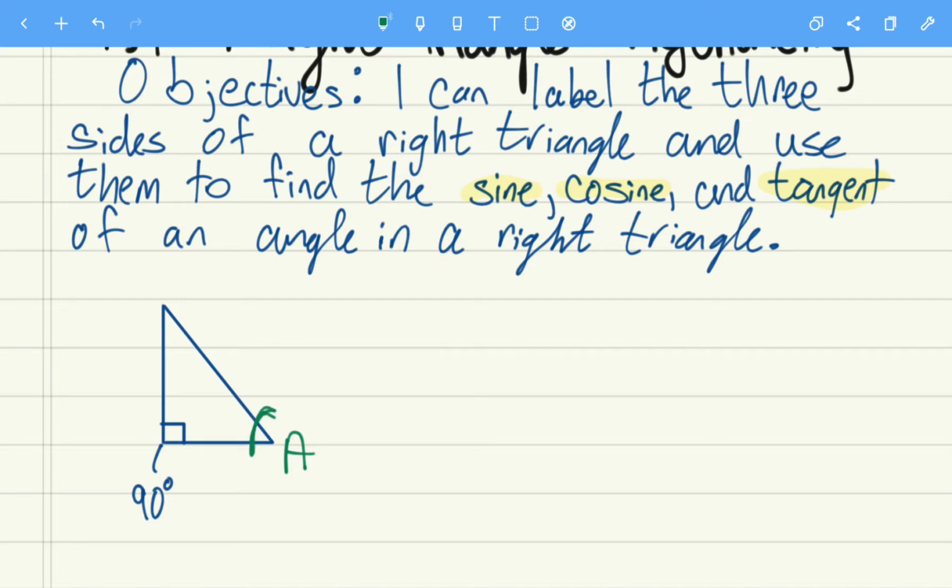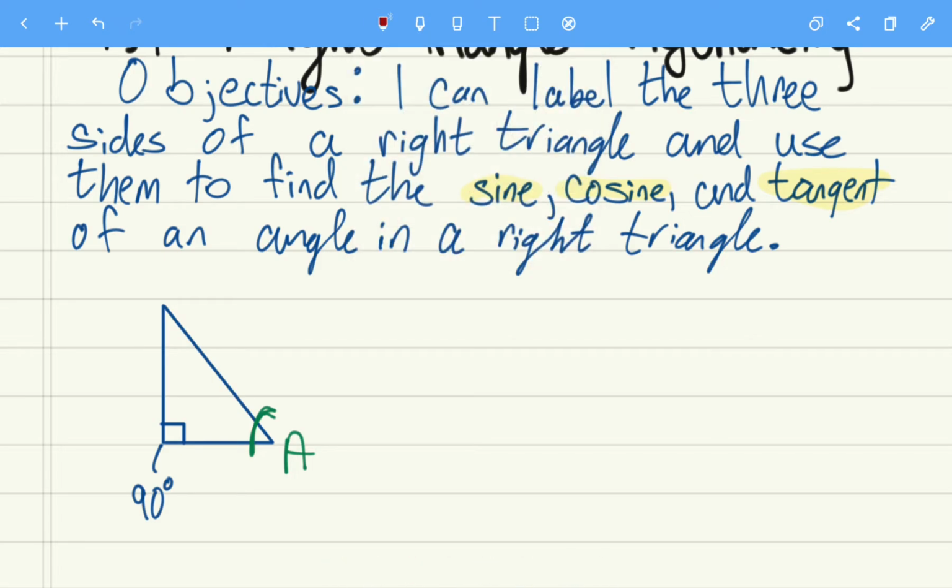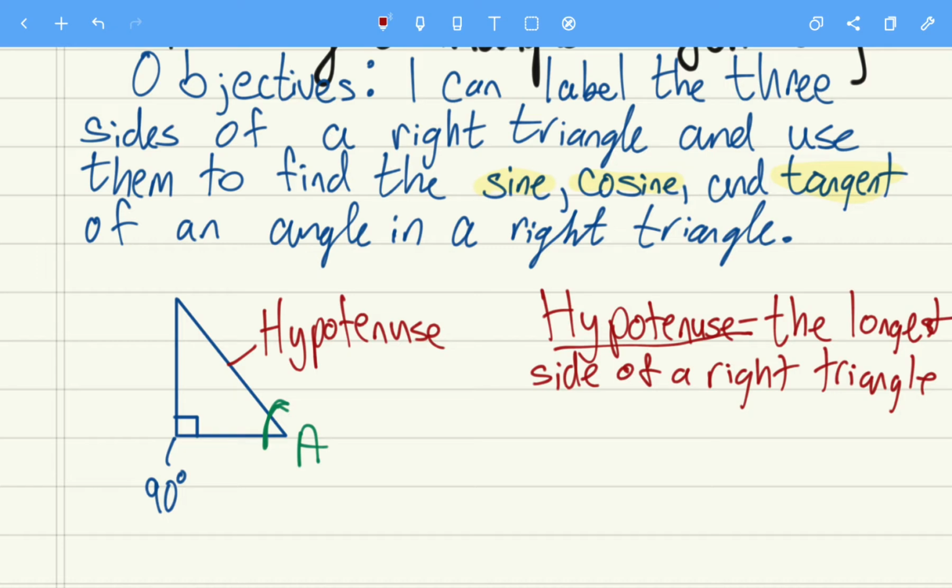So to start, the longest side of our triangle is always the hypotenuse. So the hypotenuse is the longest side of a right triangle, which makes it really easy to identify. It is also straight across from the right angle, like so. So that is one of the sides of the right triangle.